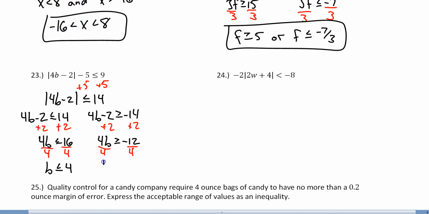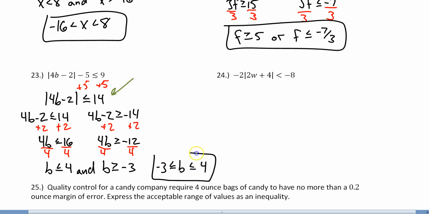And then from here, I get b is greater than or equal to negative 3. All right. And now, once again, I need to decide if this is an and or an or. This one is an and once again because, and again, I go back to this step right here. Absolute value is less than the 14, so this is going to be an and. Once again, you could put the word and in between here. The more appropriate way to write it is negative 3 less than or equal to b less than or equal to 4. And that's it.